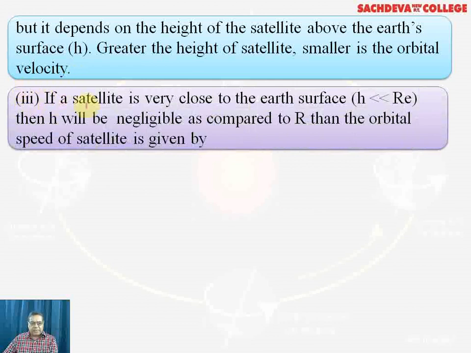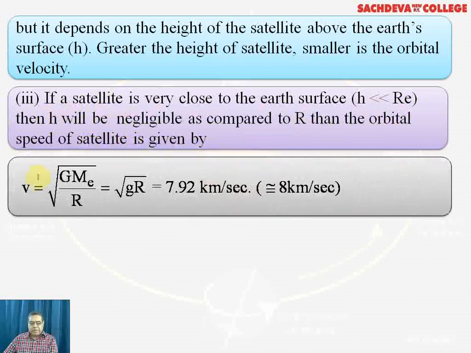And the third concept is if a satellite is very close to the Earth, it means it is just touching the surface, then h will be very, very small as compared to Re. Re stands for the radius of Earth. In that case, h will be neglected, and only Re or simply R will be taken into consideration. R also stands for the radius of Earth. So in that case, h will be negligible as compared to R, and then the orbital speed of the satellite will be v is equal to the square root of GMe over R.